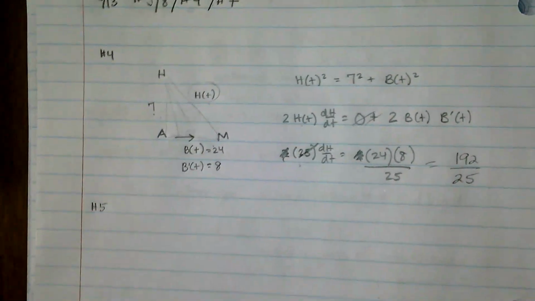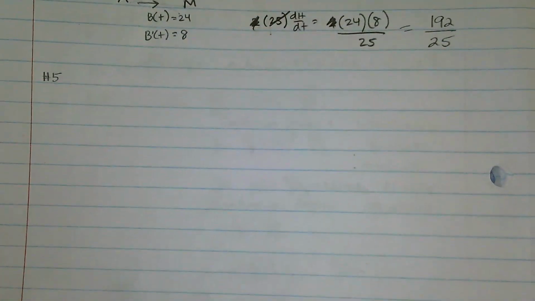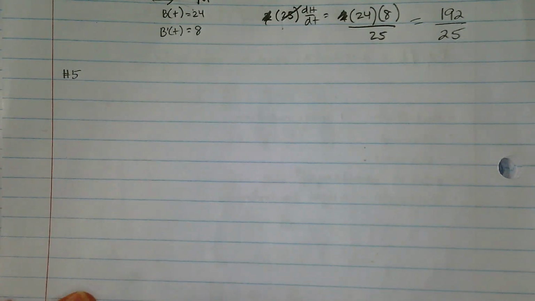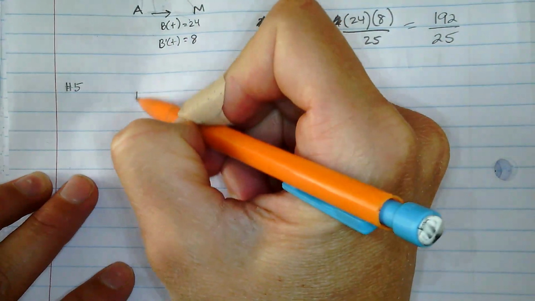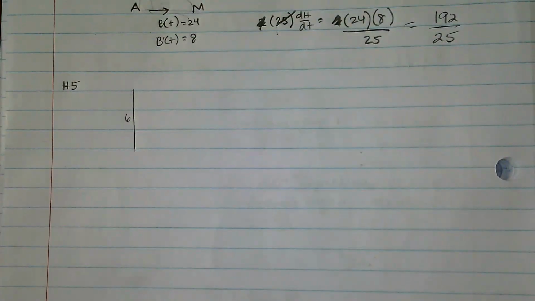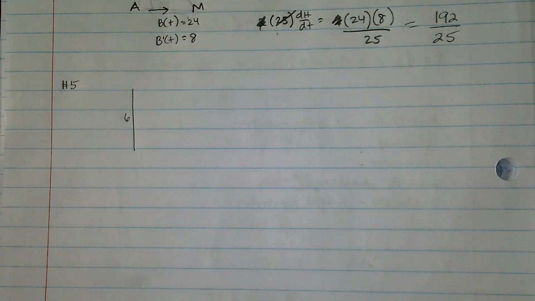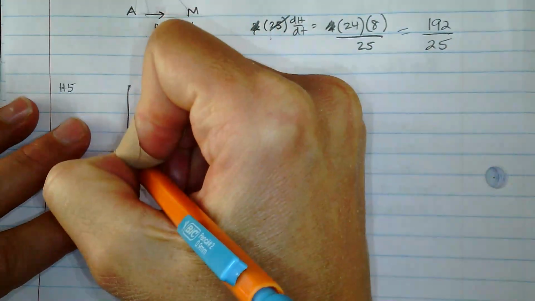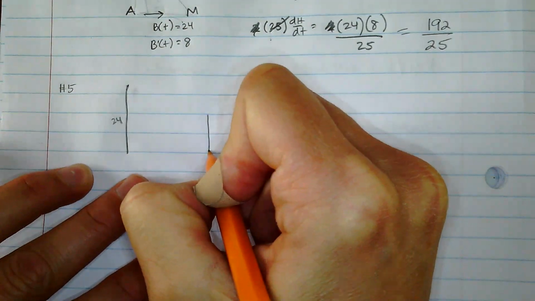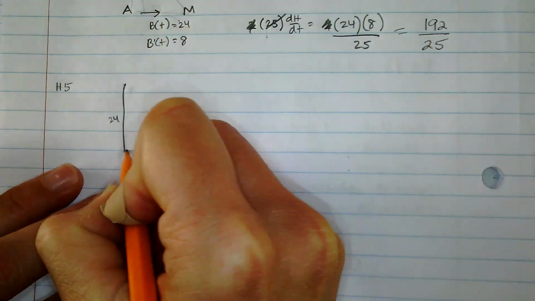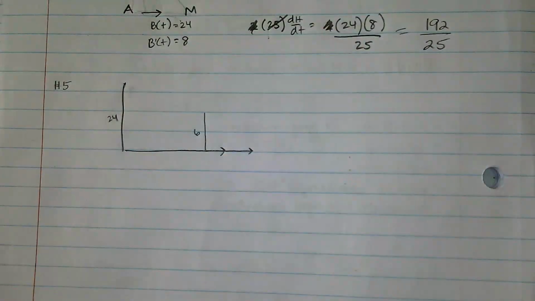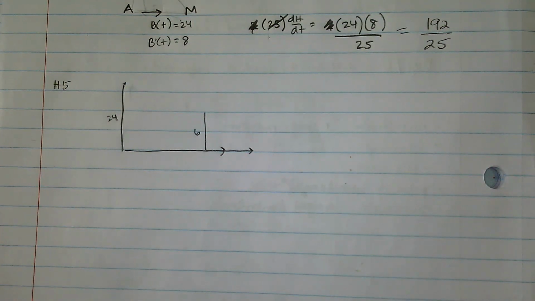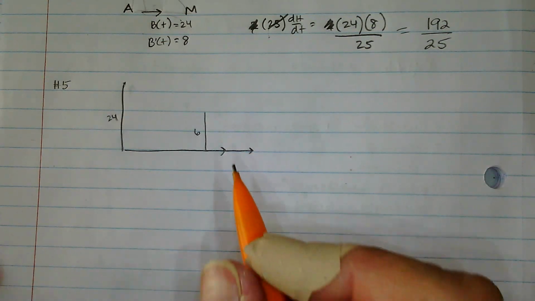Number 5, bear with me because I haven't looked at these yet. Number 5 says, a man 6 feet tall is walking away from a lamp post that's 24 feet high. Let's do this. We'll call this the lamp post, 24. And this man is 6, and he's walking in that direction away. And his rate is 4 feet per second.